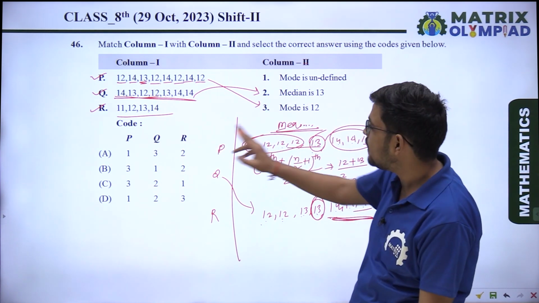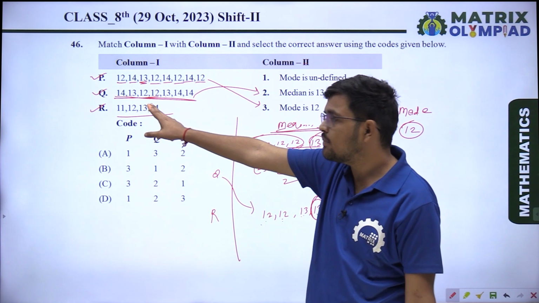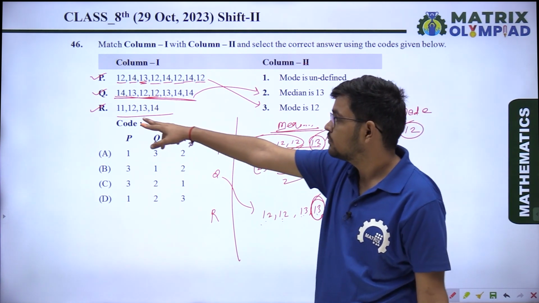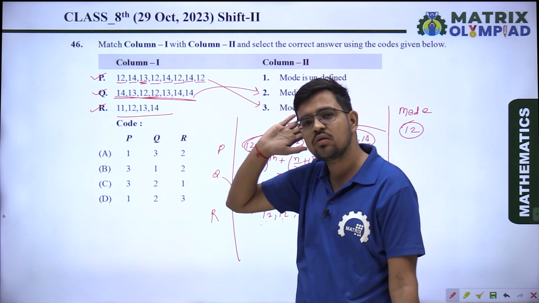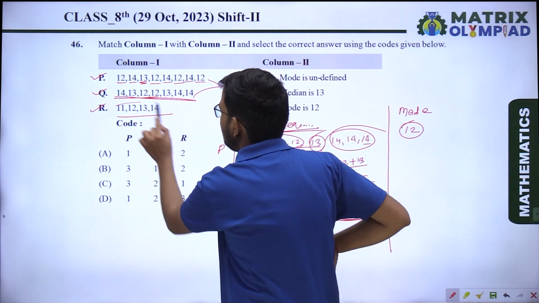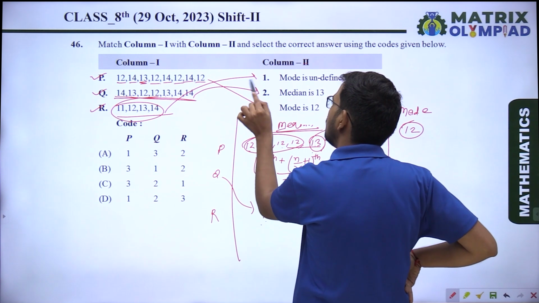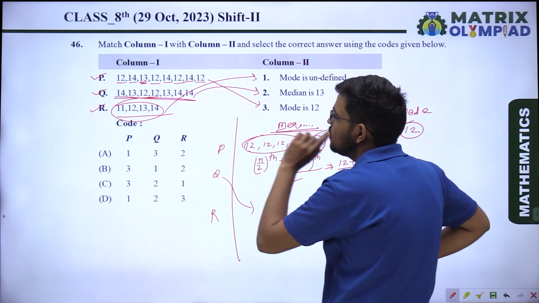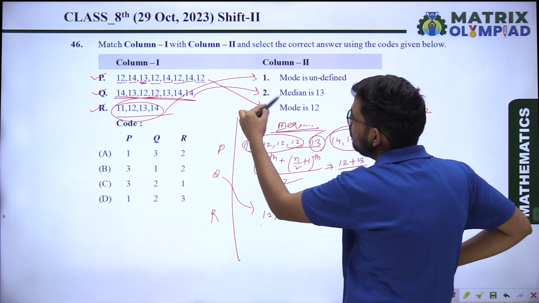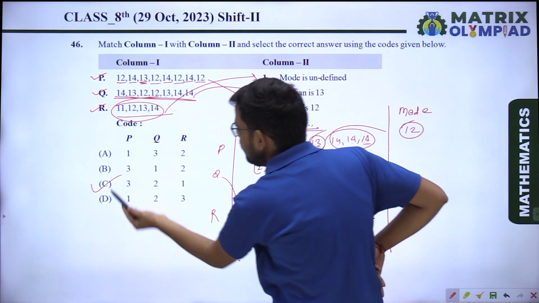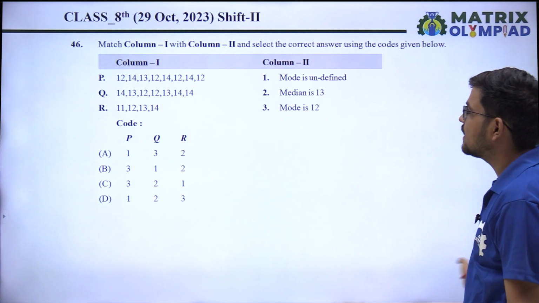So median is not given. And here all terms have only 1 time. It means mode is also not here. So the mode is undefined. So first is the correct answer. So the answer will be 3, 2, 1. Option C is the correct answer.